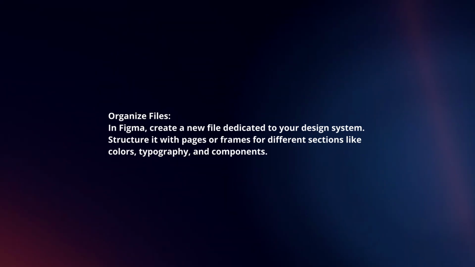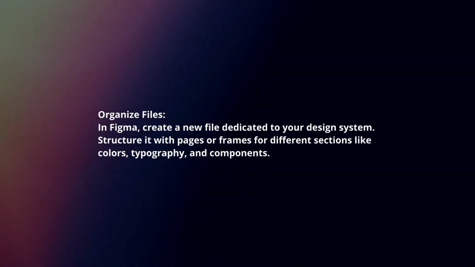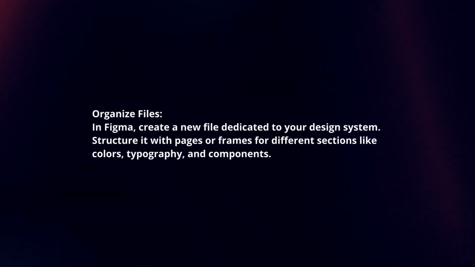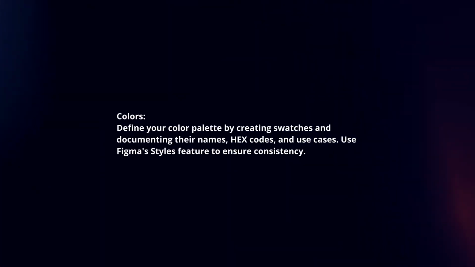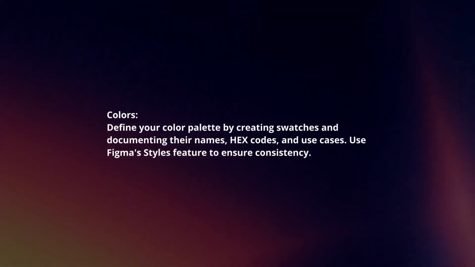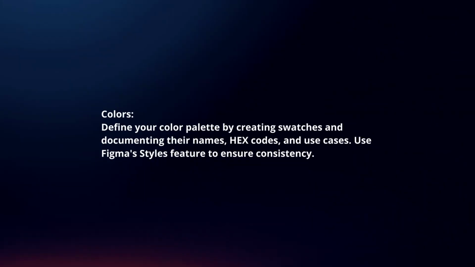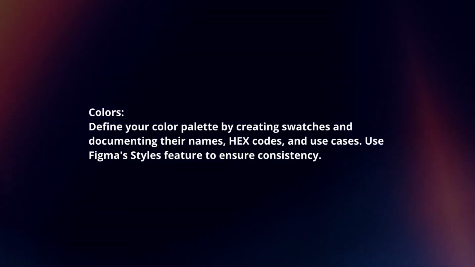Organize files. In Figma, create a new file dedicated to your design system. Structure it with pages or frames for different sections like colors, typography, and components. Colors. Define your color palette by creating swatches and documenting their names, hex codes, and use cases. Use Figma's styles feature to ensure consistency.